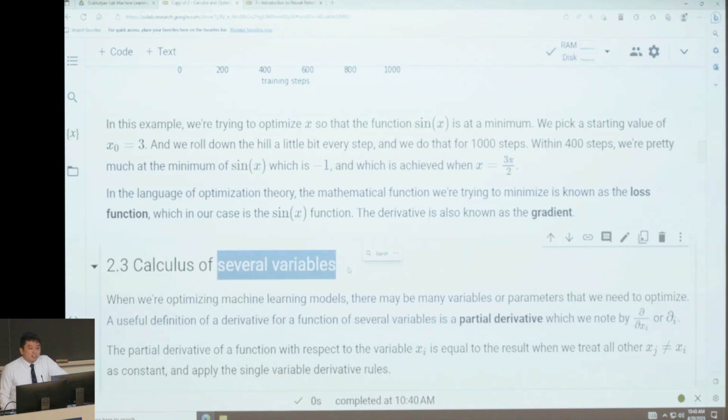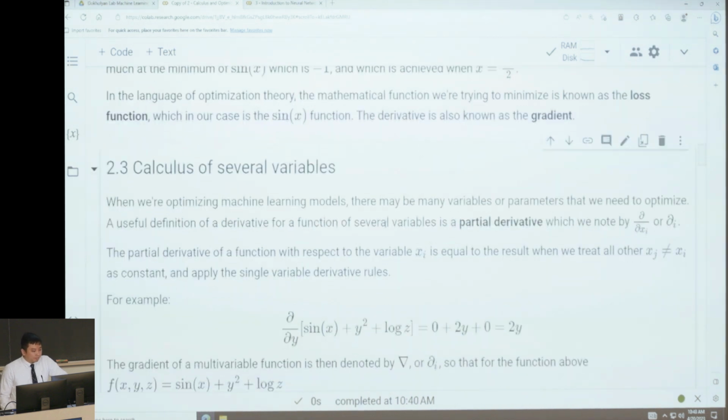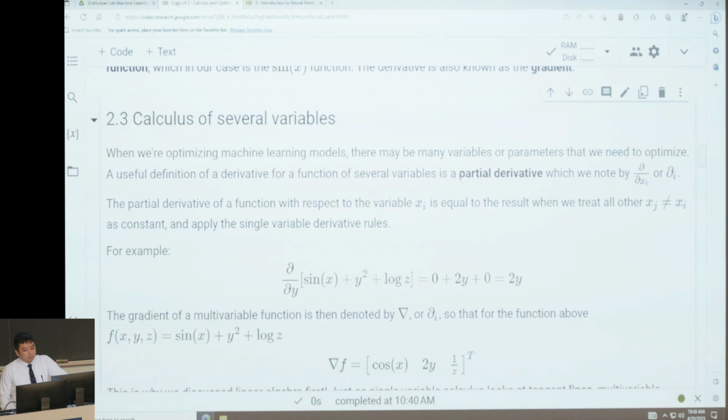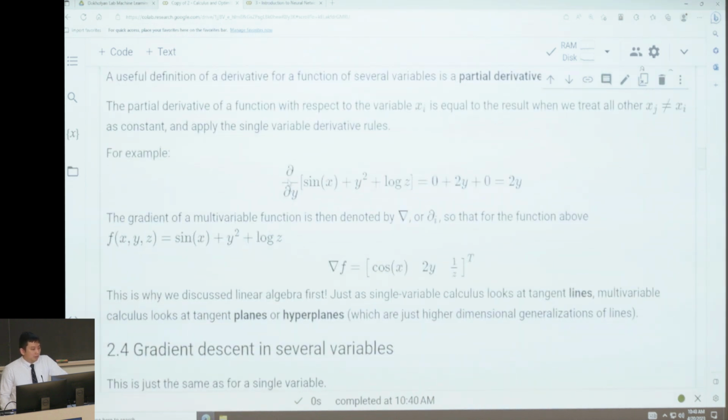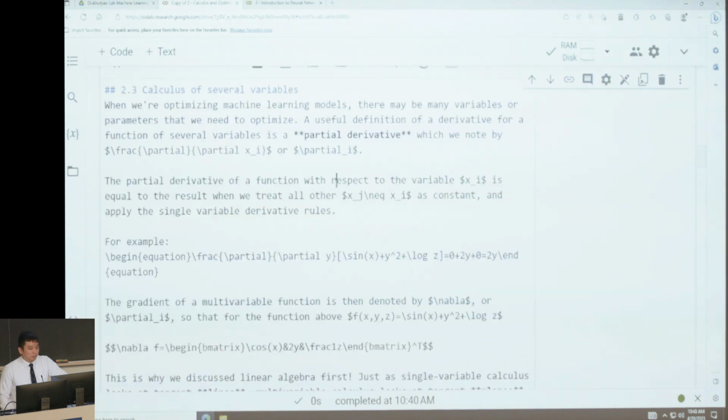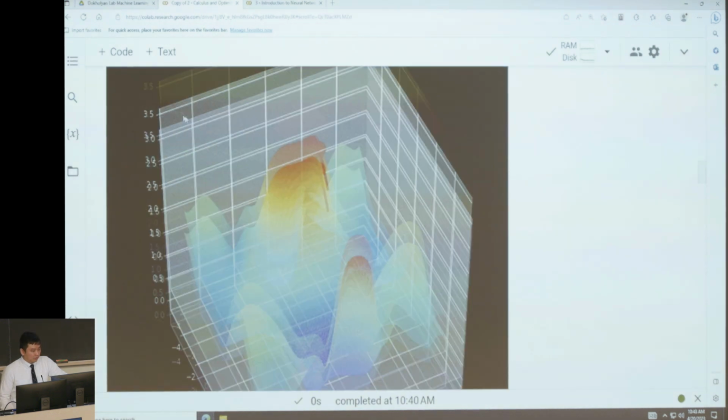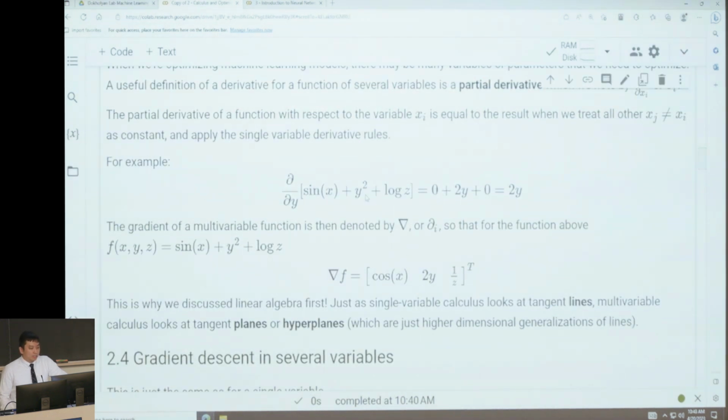If we're trying to instead optimize a function of a lot of different variables, then the derivative becomes a partial derivative, where the symbol means we're taking the derivative of this function with respect to y, and keeping x and z constant. Let's take the derivatives term by term. The sine of x term is all constant with respect to y, so you get 0. The derivative of y squared with respect to y is 2y, and then the z term is 0, so you just get 2y.